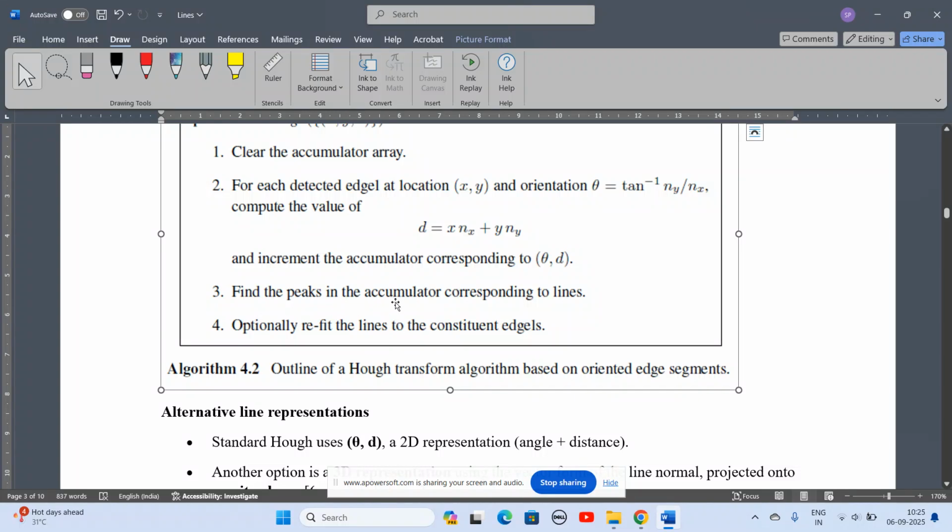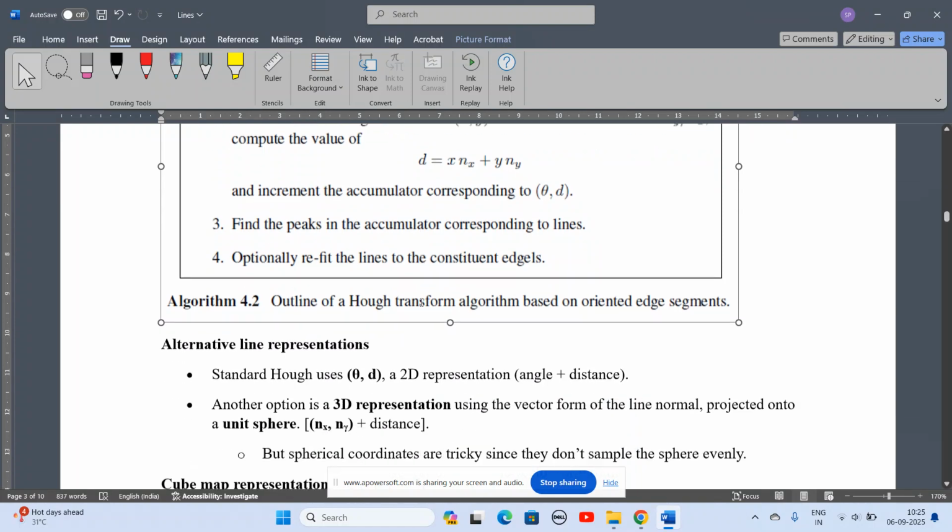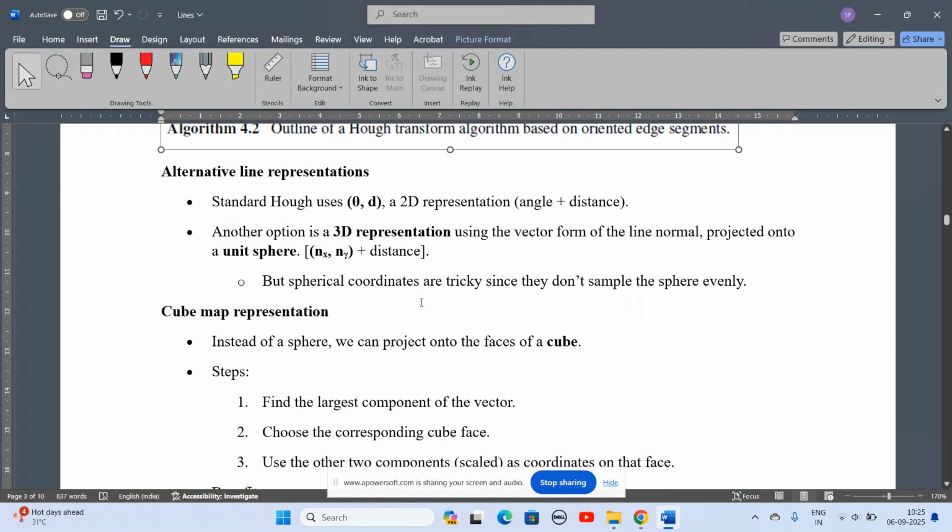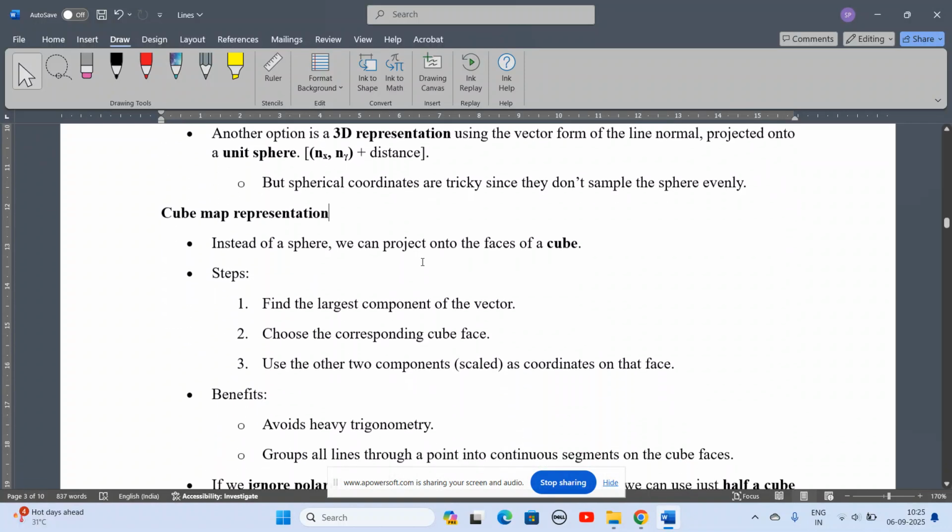We will find the peaks in the accumulator. In the accumulator array, we will check which bin has the highest vote. If you have only one vote, then that is not a point corresponding to a line. The bin which has more votes is considered a line, right? As an alternative representation, the standard Hough transform uses only the 2D representation, focusing on angle and distance. Another option is to go into 3D, where we consider nx, ny as well as the distance.